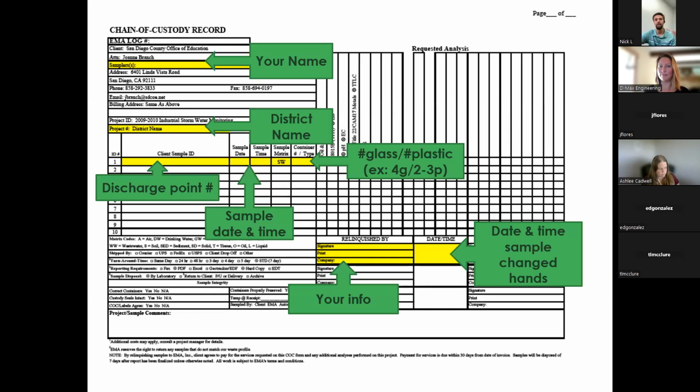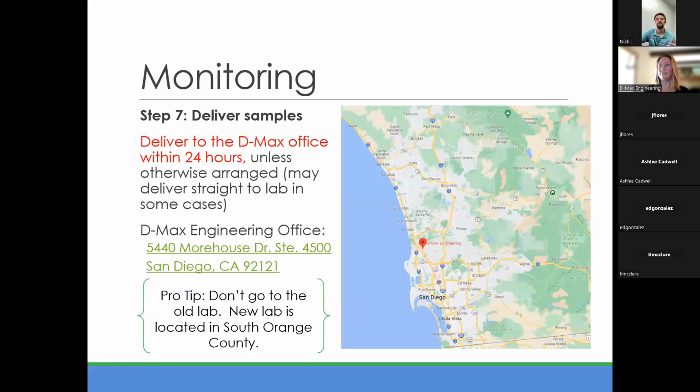So person A collects the sample, puts it in the fridge. Person B takes the sample to DMAX. For that interaction between A and B, person A should sign the COC, relinquishing it to person B. Person B then signs, says they accept it. They get to our office. I, person C in this situation, will sign again saying B hands it to C, and so on, right? So anytime the sample changes hands, we should be signing the COC saying this person had it, then this person had it, and so on.